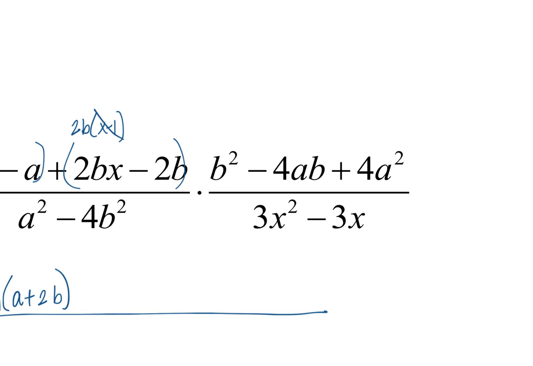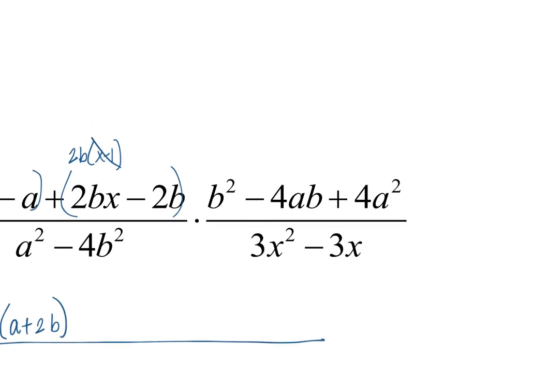Now, this trinomial, the factors of 4 that add to give you negative 4 would be negative 2 and negative 2. So if we turn this into a 4-term polynomial, and say instead of negative 4ab, we say negative 2ab minus 2ab, well, then that's the same thing. This is the same thing as negative 4ab. So now that's a 4-term polynomial that I can factor by grouping.